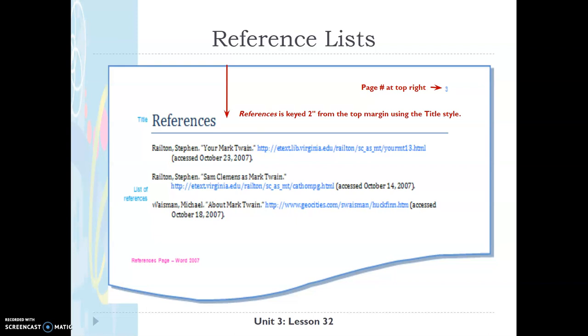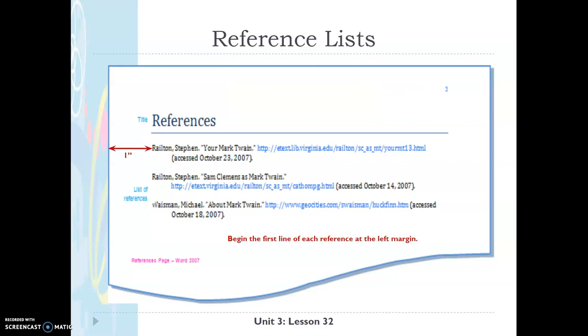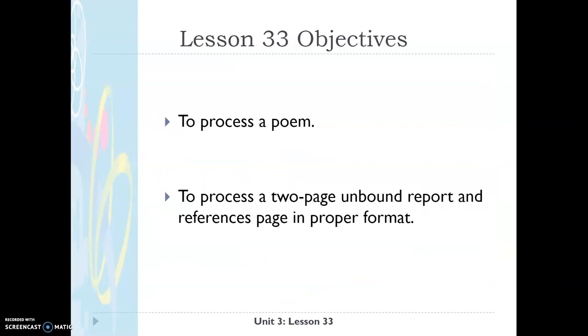References is keyed 2 inches from the top margin in title style, just like we did for page 1. The left-hand margin is the default of 1 inch. You shouldn't have to change that, but you might want to double check to make sure your margin settings are correct. As long as it's at 1 inch, you're good to go. And then we would indent if the reference is carried over to the second line, to help separate the different references from each other.